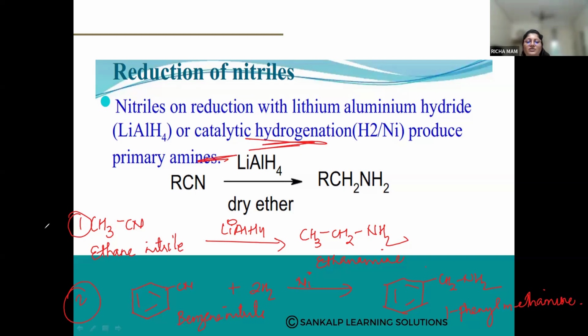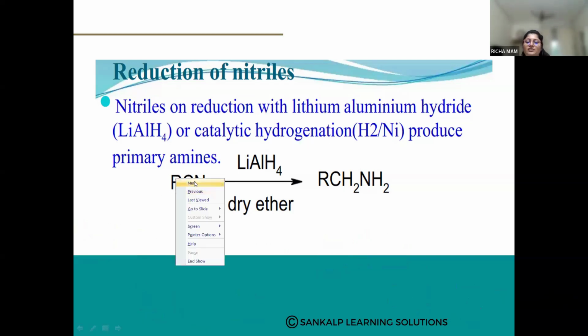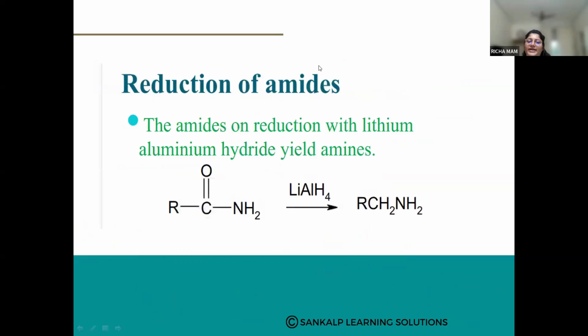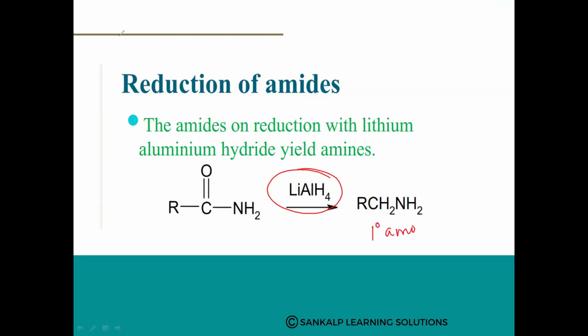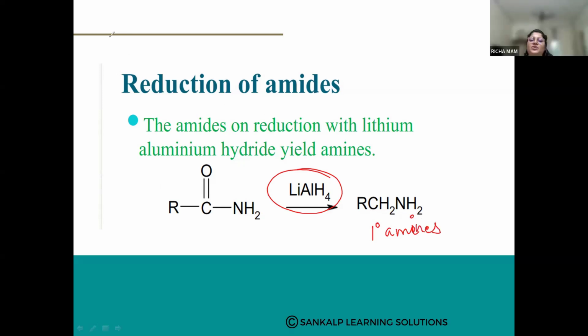Next we are going to see the reduction of amides. So these are the acid amides. These acid amides, we are going to reduce with lithium aluminum hydride, and I'm going to get a primary amine. So when this acid amide is heated with lithium aluminum hydride, it gives you primary amine.